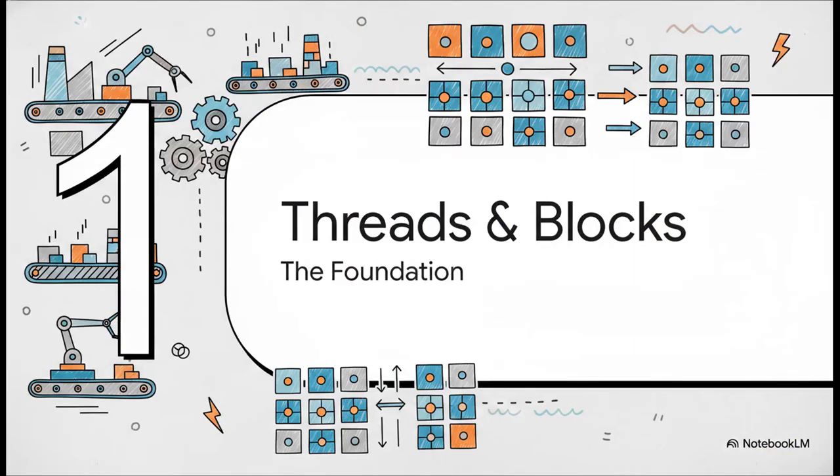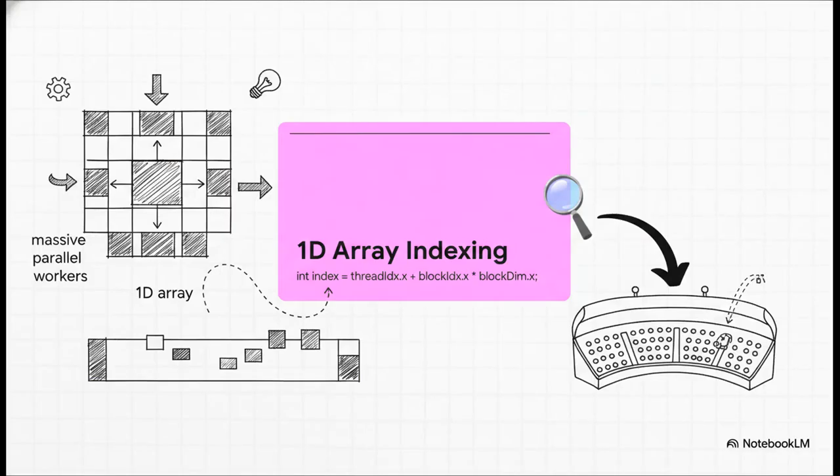Section 1. Mastering Threads and Blocks, the Foundation. Okay, let's step onto the factory floor of the GPU, where we get that massive parallelism by organizing our work into grids of blocks and threads. The formula we use here is literally the golden rule for assigning unique IDs to our parallel workers.